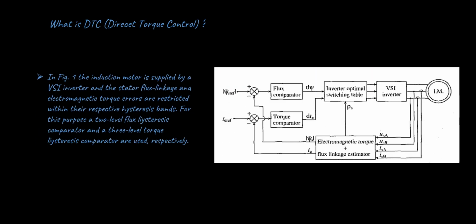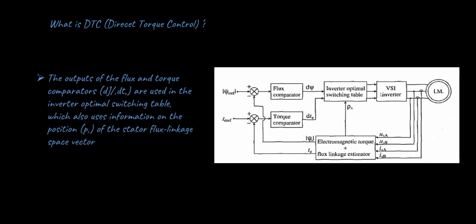And here we can see the induction motor drive is supplied by a VSI, which means a voltage source inverter. The stator flux linkage and electromagnetic torque errors are restricted within their respective hysteresis bands. For this purpose, a 2-level flux hysteresis comparator and a 3-level torque hysteresis comparator are used respectively. The outputs of the flux and torque comparators are used in the inverter optimal switching table here. And we also use the information on the position of the stator flux linkage space vector.